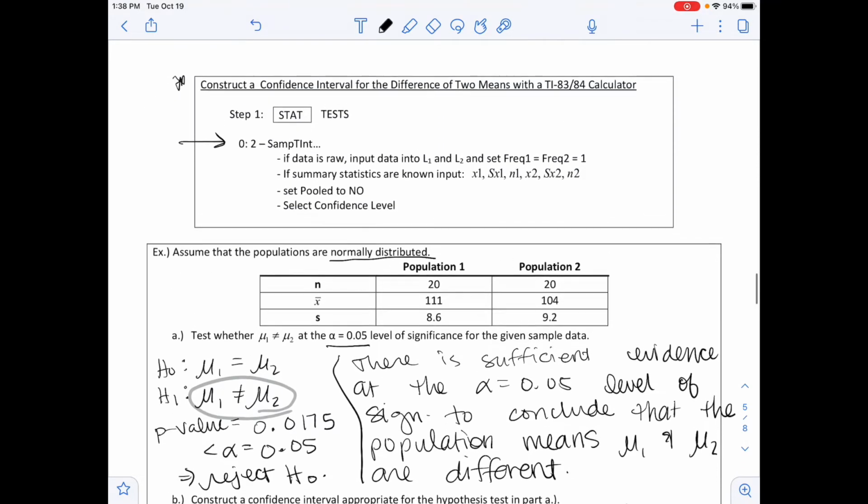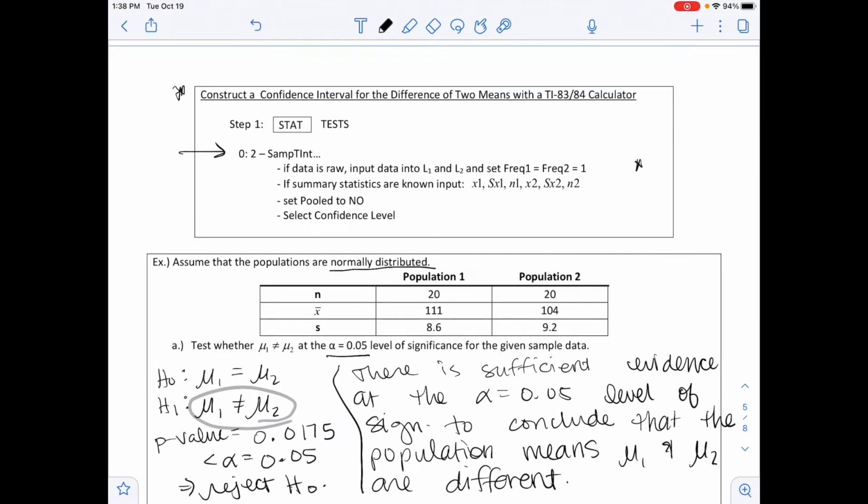And we can go ahead and add that up here since it is from the previous chapter. But if 0 is not in the confidence interval, then reject H naught. Otherwise, you do not reject H naught.